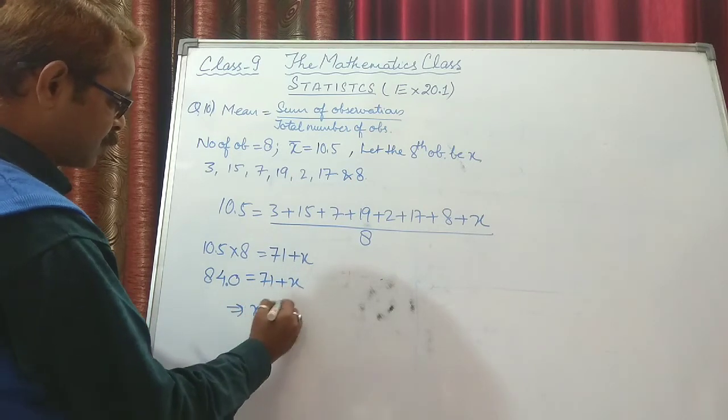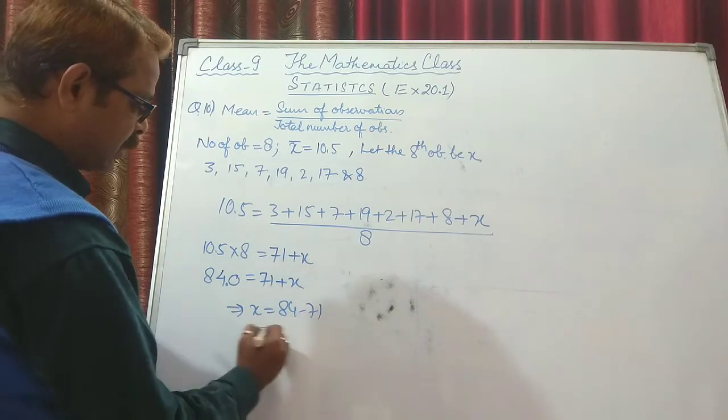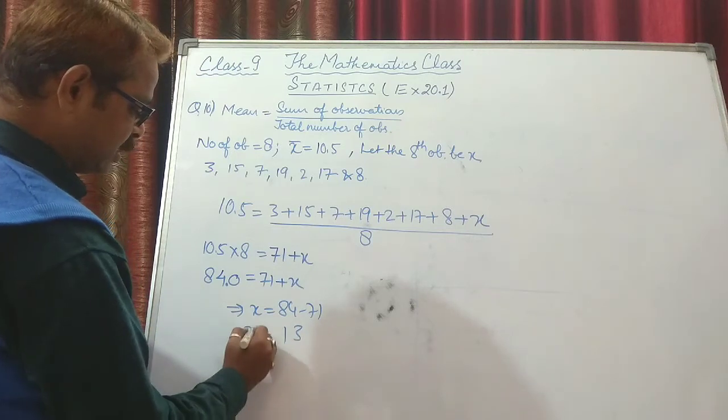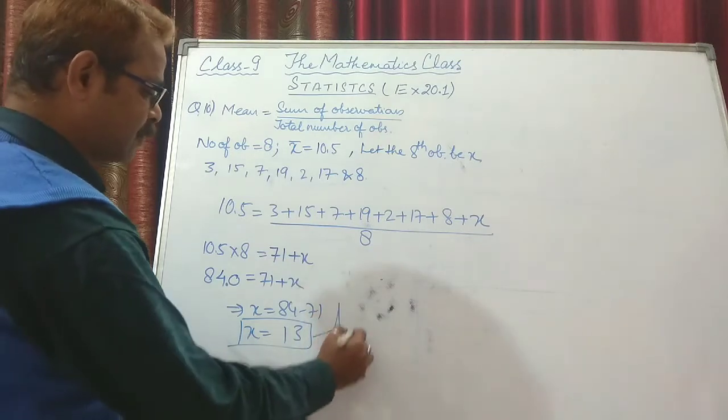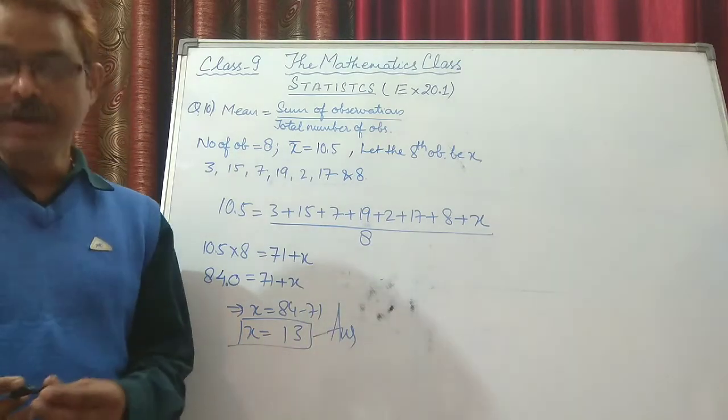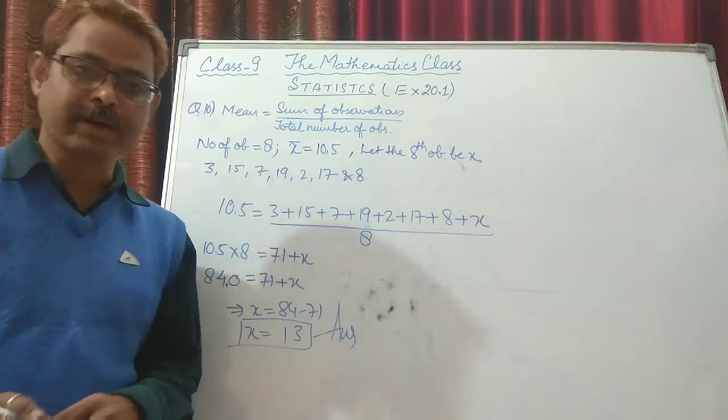This implies that x is equal to 84 minus 71. 4 minus 1 is 3, and 8 minus 7 is 1. 13 is the 8th observation. This is the final value, and now we move on to the next part.